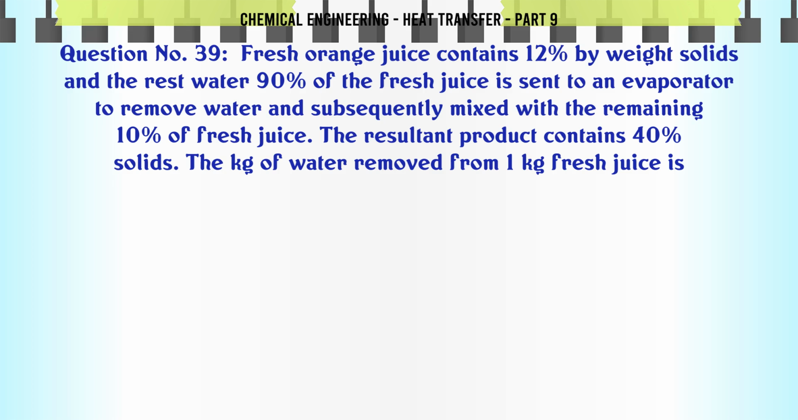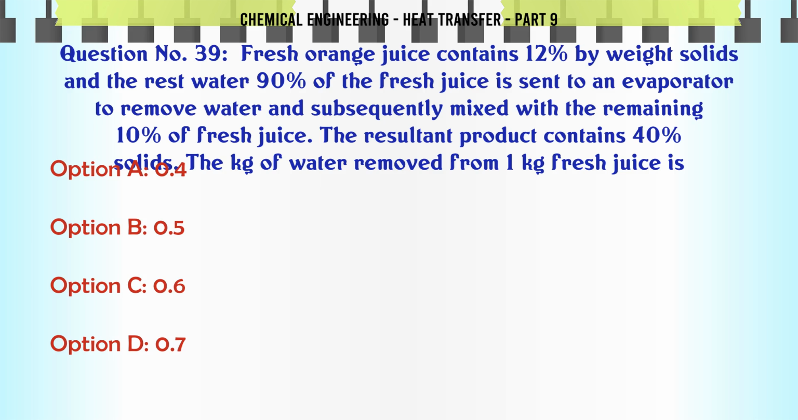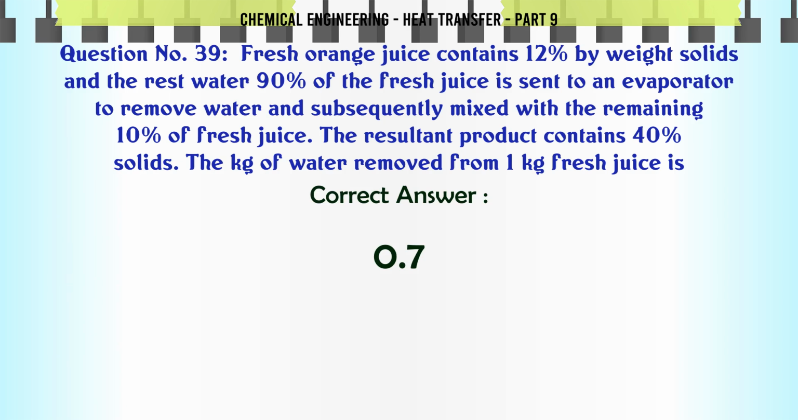Fresh orange juice contains 12% by weight solids and the rest water. 90% of the fresh juice is sent to an evaporator to remove water and subsequently mixed with the remaining 10% of fresh juice. The resultant product contains 40% solids. The kg of water removed from 1 kg fresh juice is: A. 0.4, B. 0.5, C. 0.6, D. 0.7. The correct answer is 0.7.